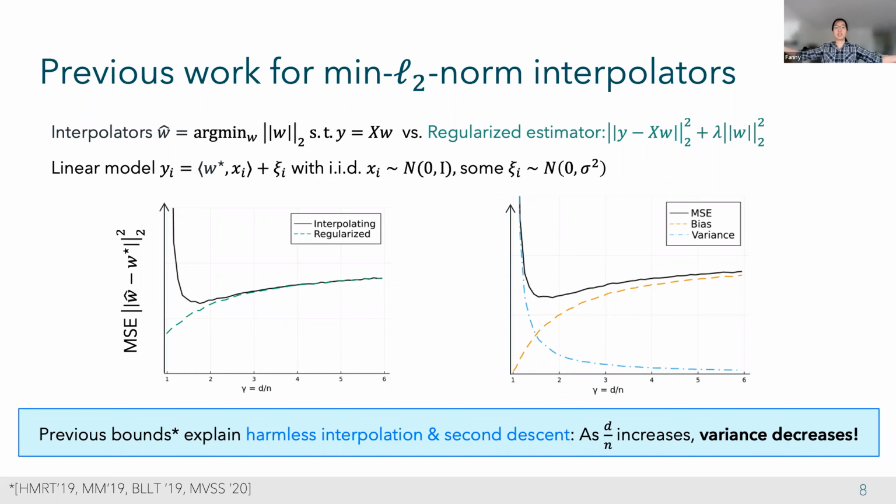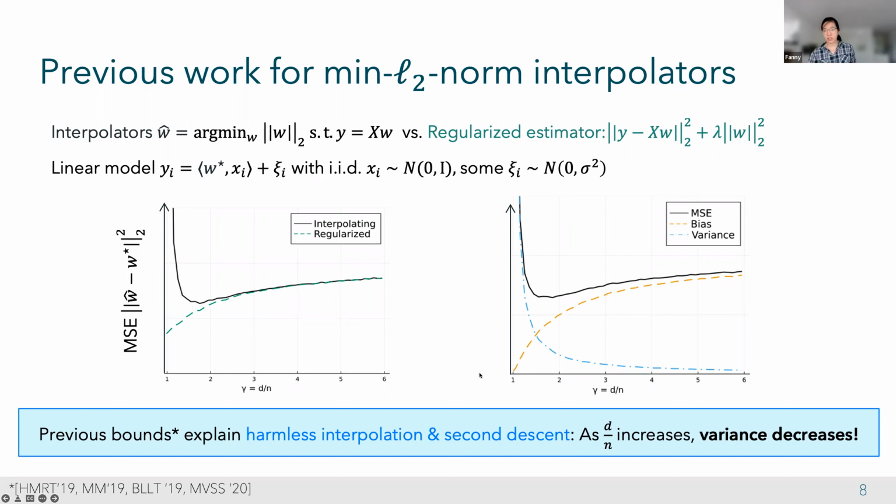So if you have 2d, you can use the new d dimensions to fit noise with a smaller L2 norm. So essentially the additional degrees of freedom allow you to have a smaller norm of this noise-fitting W, which then translates to a smaller variance. And this is really the reason why the variance decreases as d increases for fixed n.